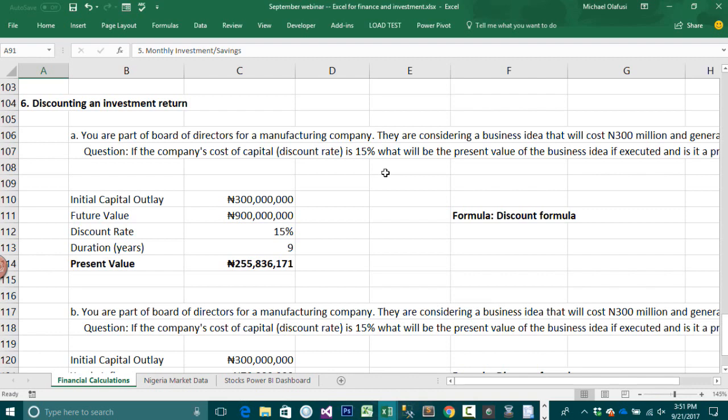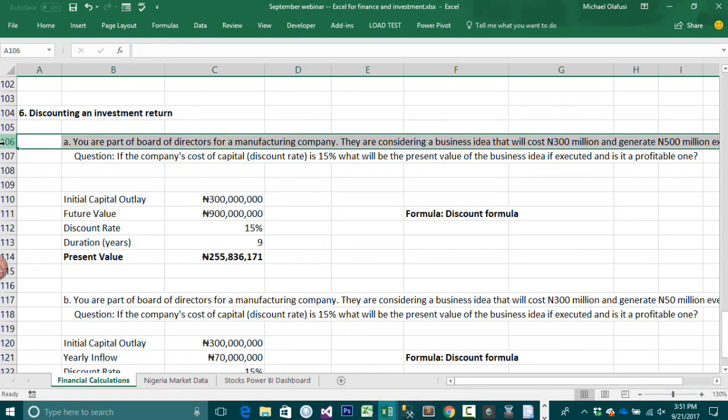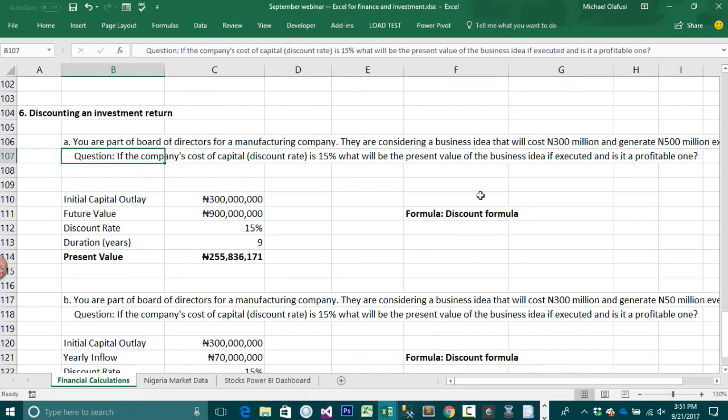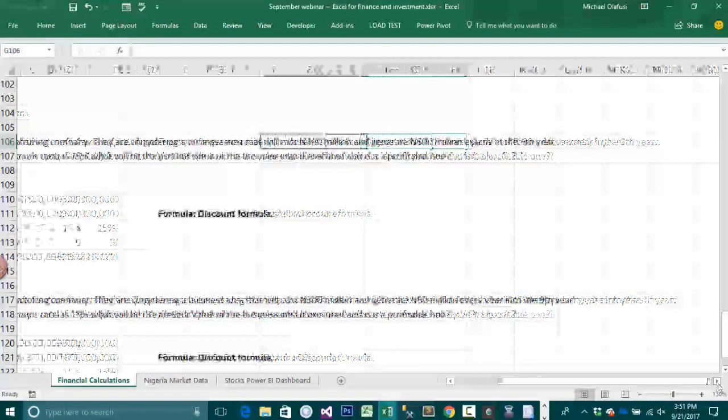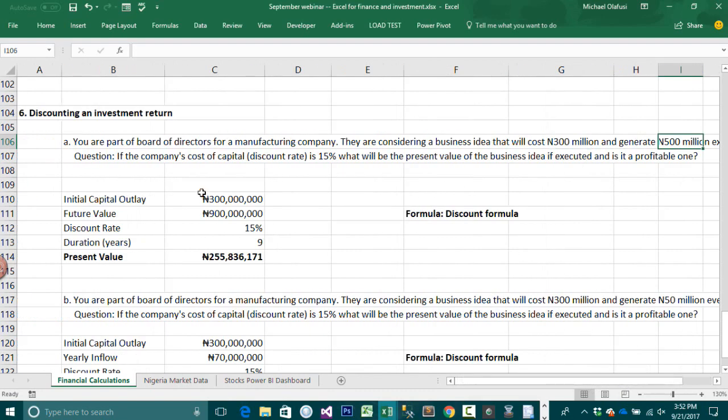So moving on to discounting and investment return. This is a lot more useful for those who are into businesses. So you're trying to do some business planning. So let's see the questions I have. The scenario I have in here: you are part of the board of directors for a manufacturing company. The company is considering a business idea that will cost 300 million naira, but the business will generate 500 million naira in the 9th year. So after 9 years, the 300 million naira you are going to put into that business will bring you 500 million naira. So here's the question.